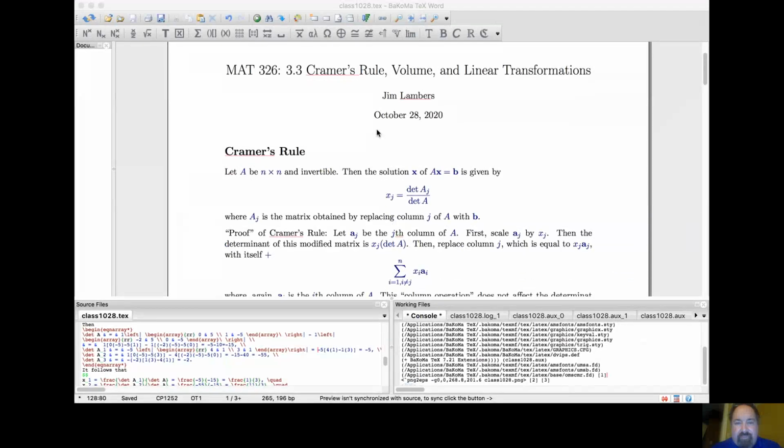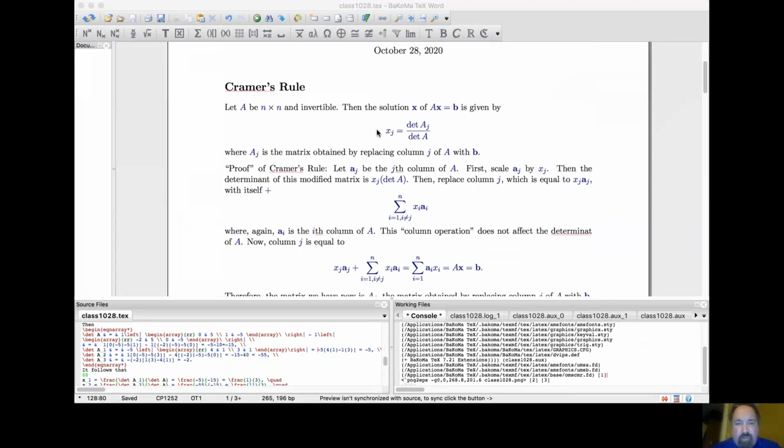So what I'm going to do now is cover section 3.3, which is some applications of determinants, including Cramer's rule and certain geometric applications. So I have just a few problems to go over. All right. So first, what is Cramer's rule?